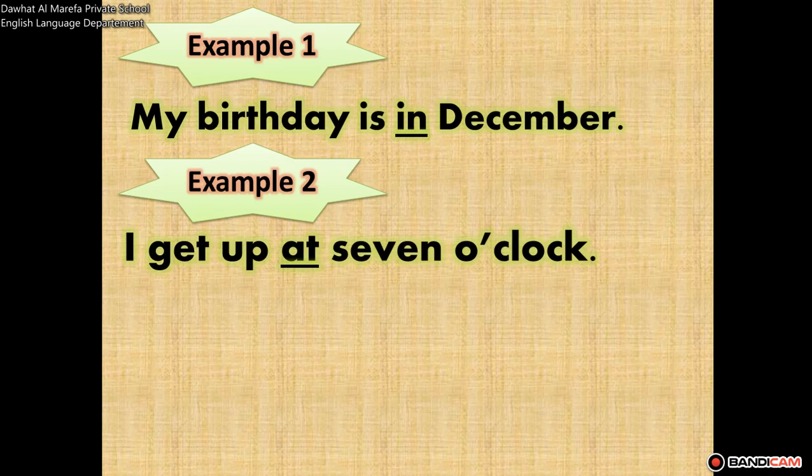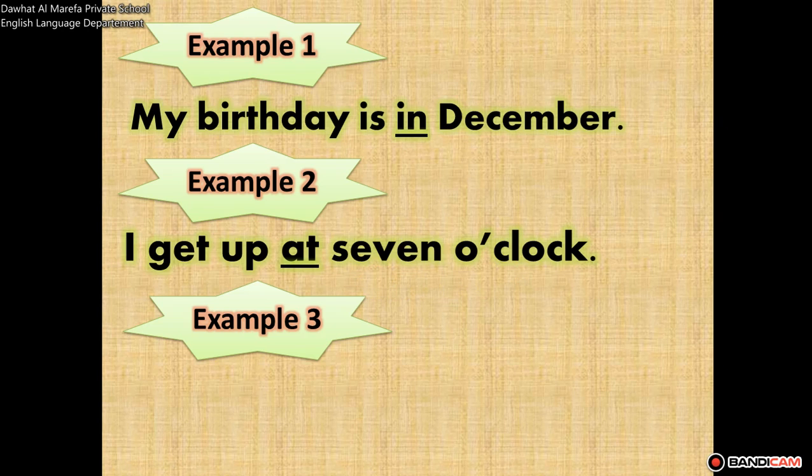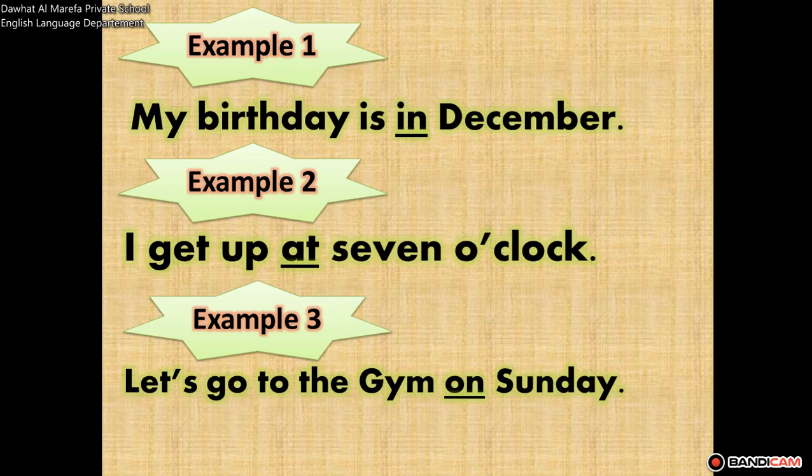Example number 2, we have I get up at 7 o'clock, because we have the word o'clock as we explained before. Number 3, let's go to the gym on Sunday. Now we used on because we have a name of a day. Sunday is a day and we use the word on.